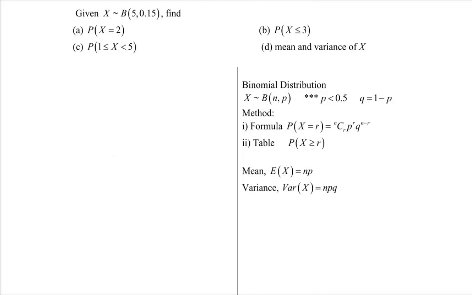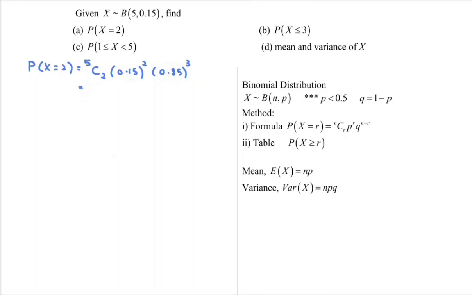First of all, we can make use of the formula for the probability that X is equal to 2. Kindly refer to the formula on the right hand side. We have nCr, so here n would be 5, C, and r will be equal to 2, multiplied with 0.15, the probability of success, to the power of 2. The probability of failure would be 1 minus 0.15, so here we have 0.85 to the power of n minus r, 5 minus 2, which is 3.